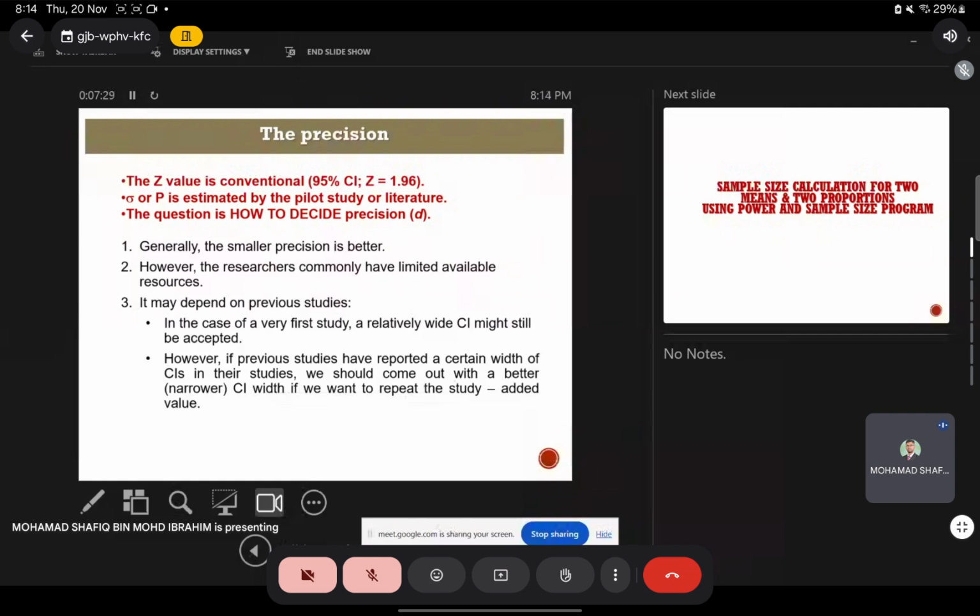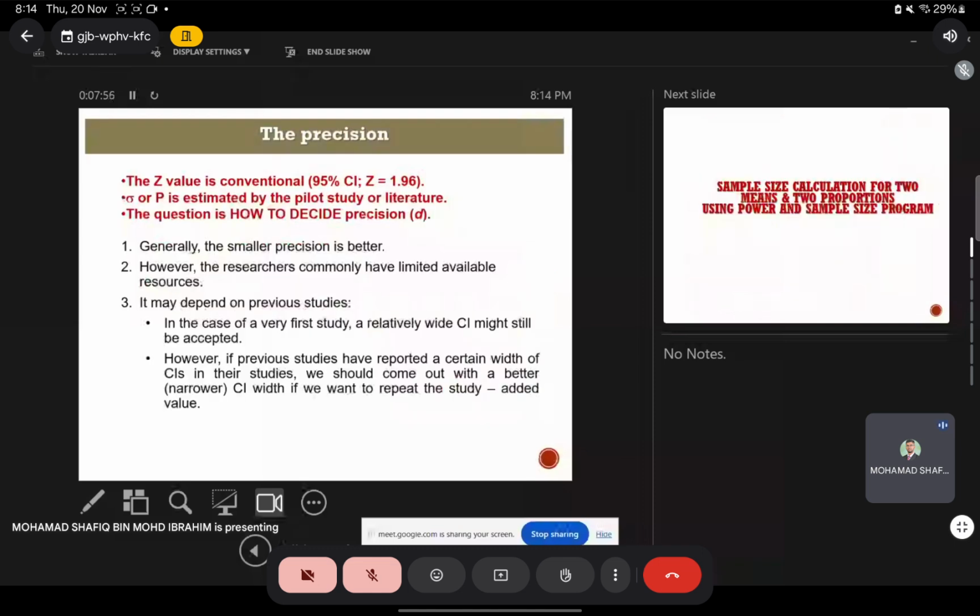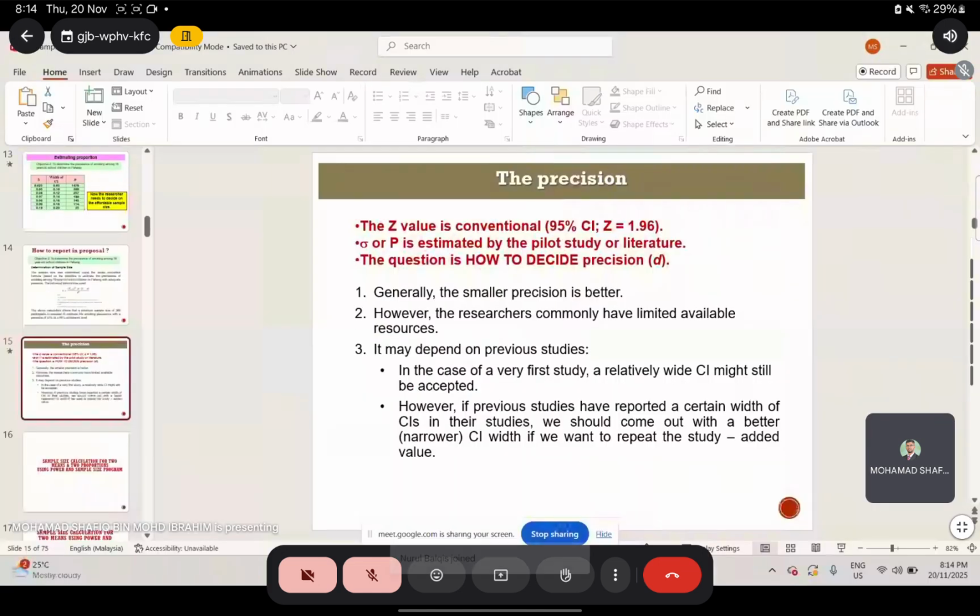In case there are very few previous studies, or it is very new, a relatively wide precision might still be accepted. However, if a previous study has reported a certain width of the confidence interval, we should come up with a narrower one if we want to repeat the study. So that will be for the single proportion and single mean formula. Is there any question you want to ask?